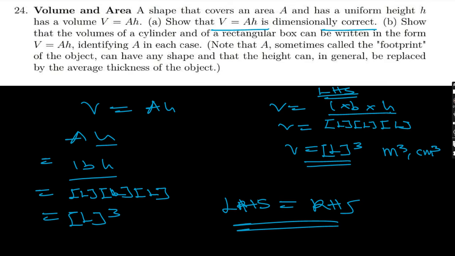Do I have the last part? Okay, the other part I failed to upload there. The first part was to show if it's dimensionally correct. The second part, B, is to show that the volume of a cylinder and the volume of a rectangle can be written in this form, identifying A in each case. Okay, let's do this.